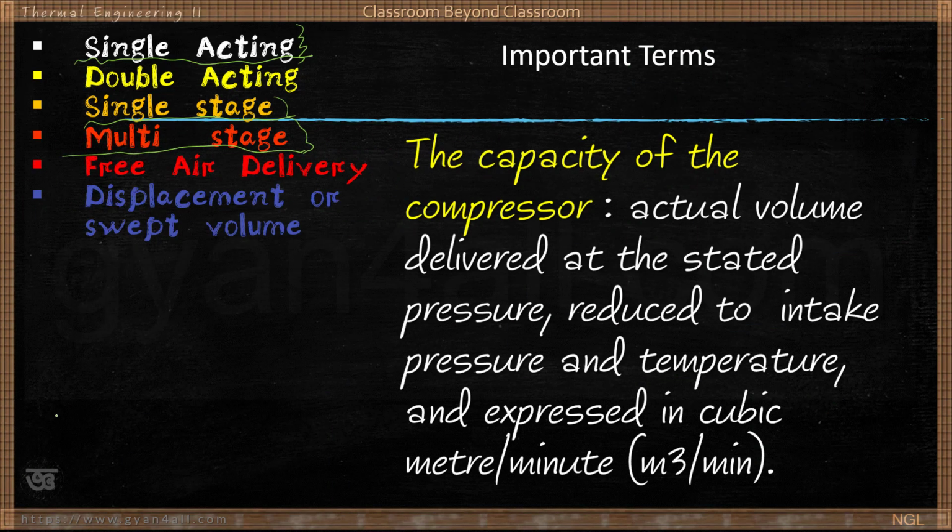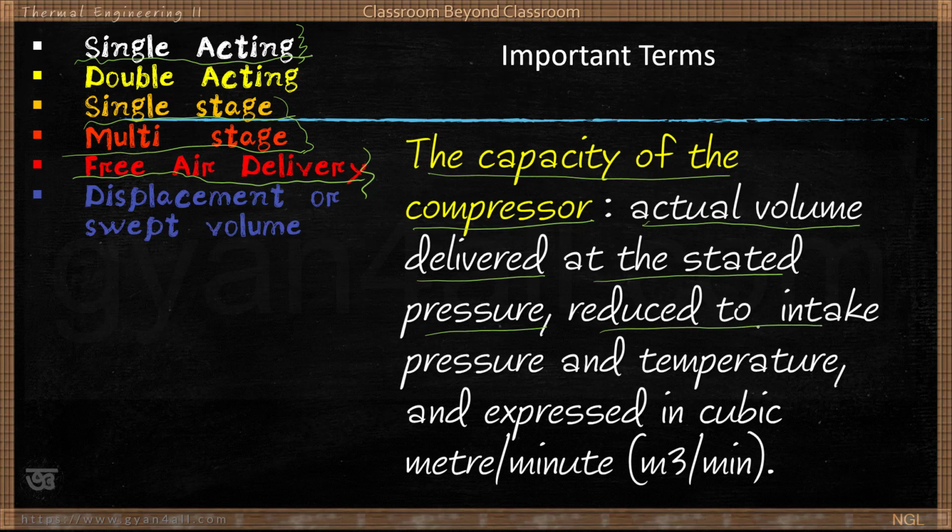Now let's understand the free air delivery. This term is very important in this chapter. So what is this? This is basically the capacity of the compressor, and how it can be defined. It is the actual volume delivered at the stated pressure, reduced to intake pressure and temperature and expressed in cubic meter per minute.